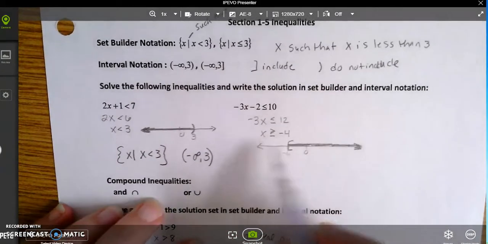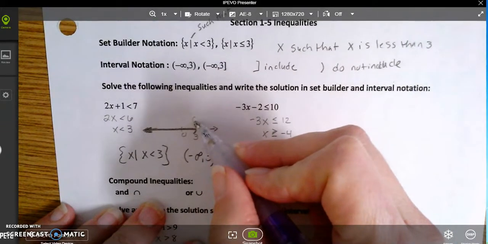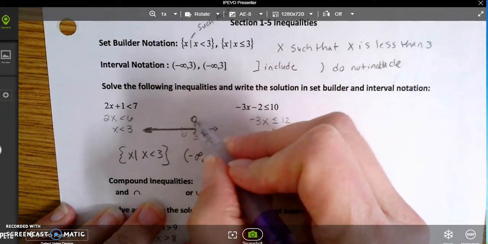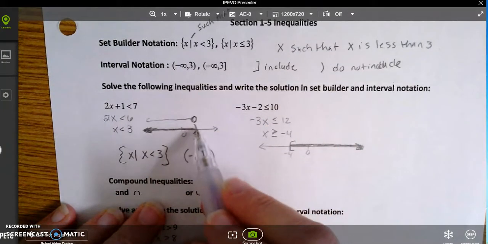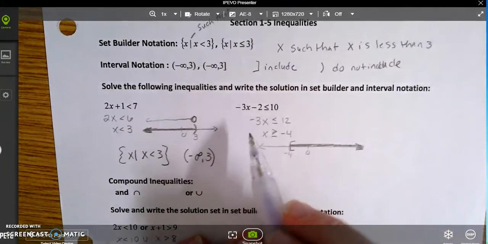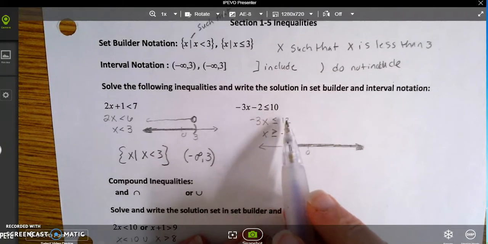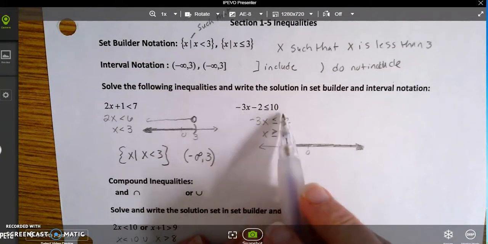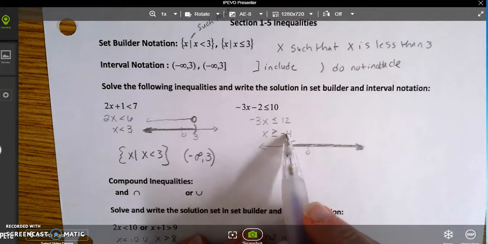Okay? Now, when we graph it, you may have learned at one point in time to put an open circle here and then to shade. But instead of doing open circles, we're going to use the parentheses and we're going to shade. Okay? So here's another one. We're going to add 2 to both sides and we get 12. And then we're going to divide both sides by negative 3. So we get x and we get negative 4.